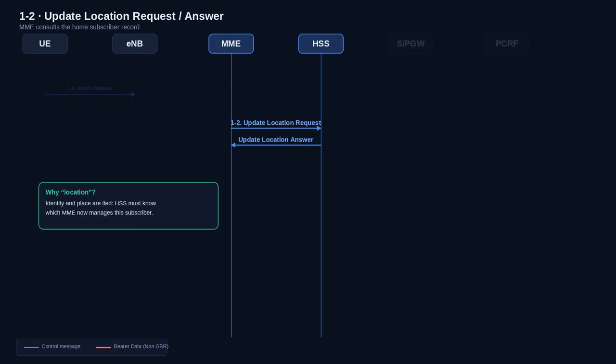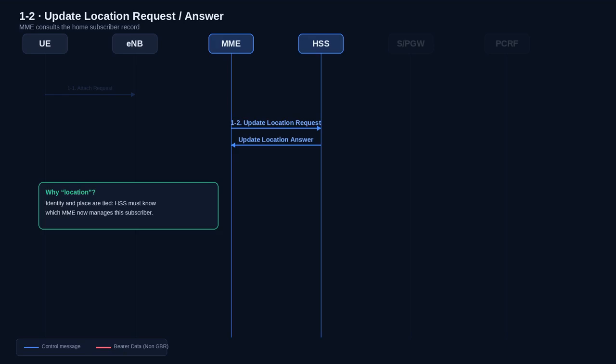Because in mobile networks, identity and place are tied together. The home system must know which MME is currently responsible, so later paging, authentication context, and service decisions point at the right control node. A common misconception is that attach is only between the phone and the base station.